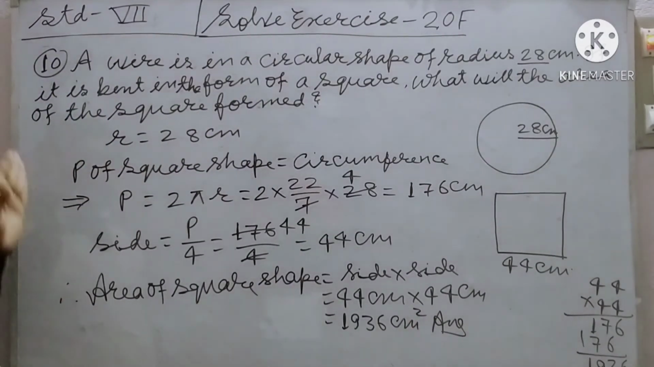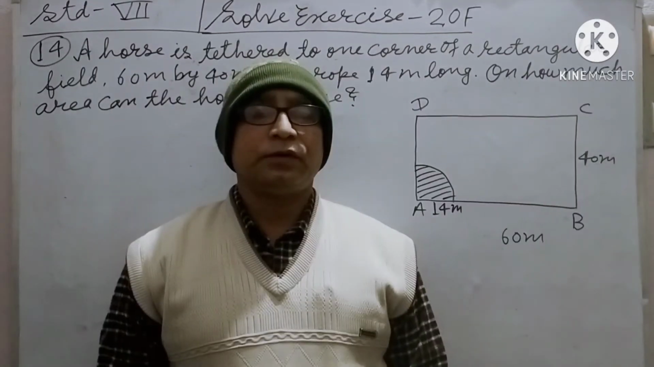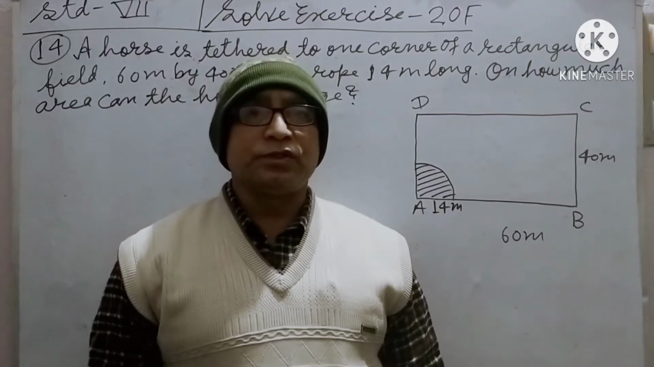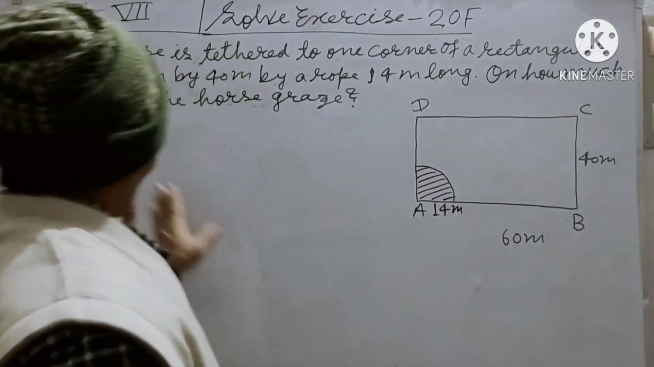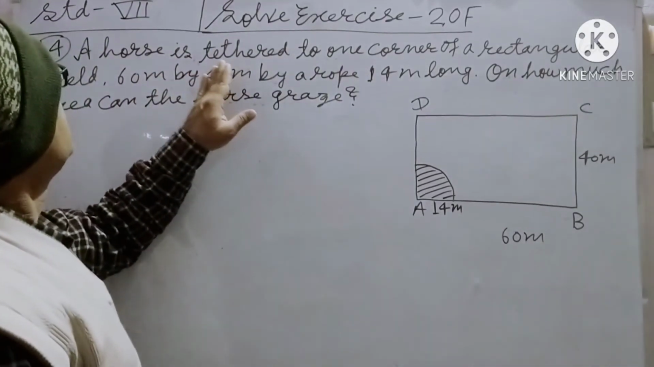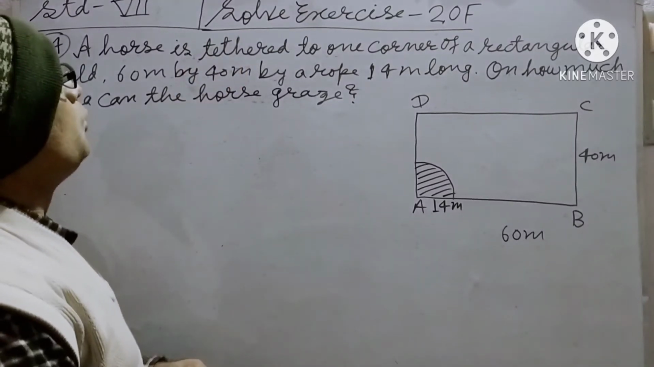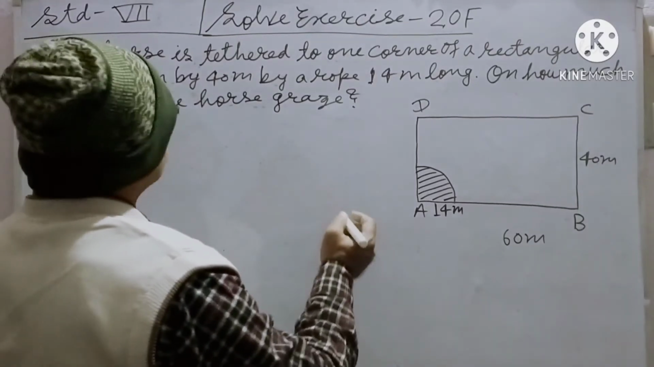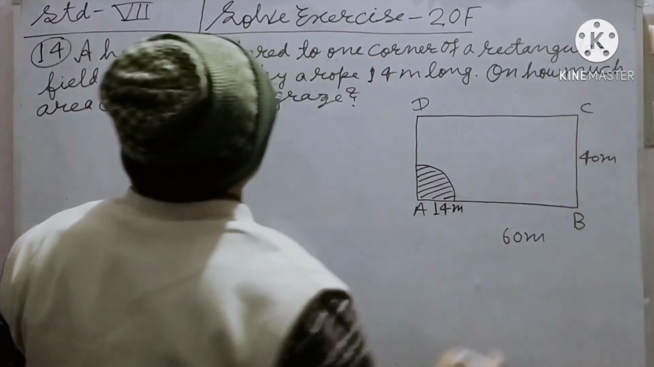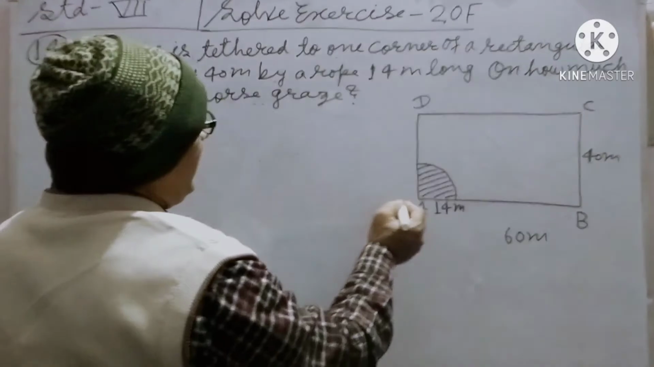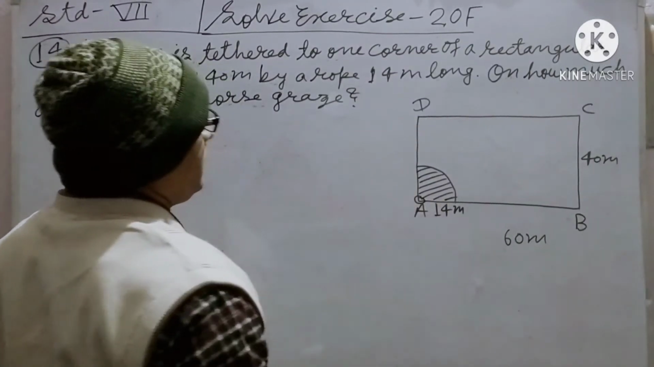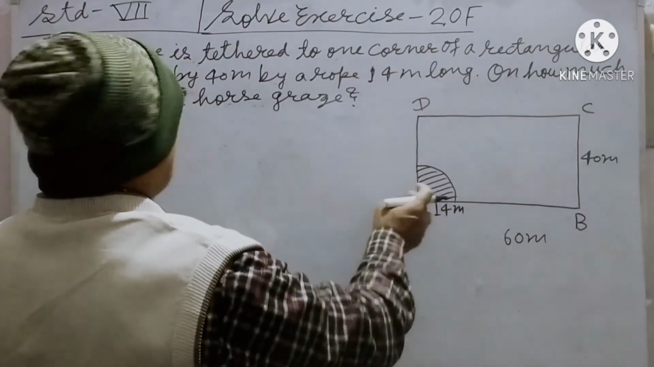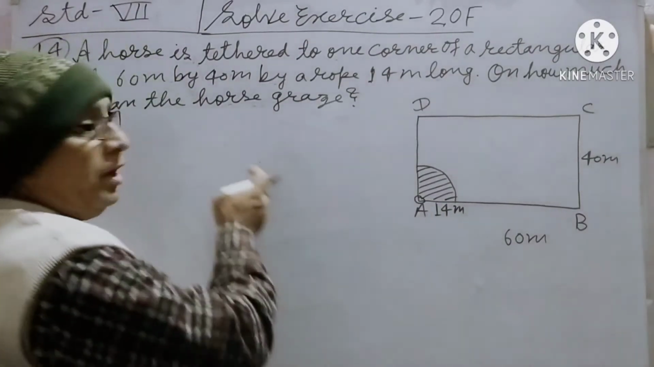Students, understand and write it. Students, next question is question number 14. It is the last question also today. In this question, a horse is tethered to one corner of a rectangular field 60 meter by 40 meter by a rope 14 meter long. On how much area can the horse graze?